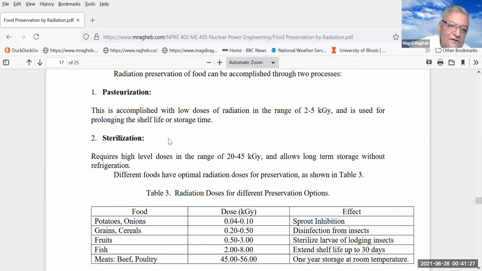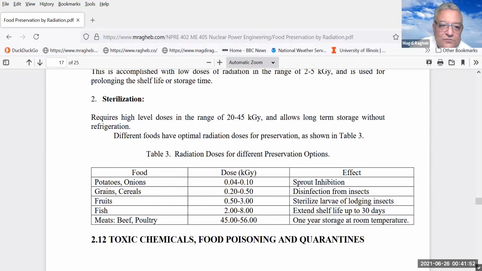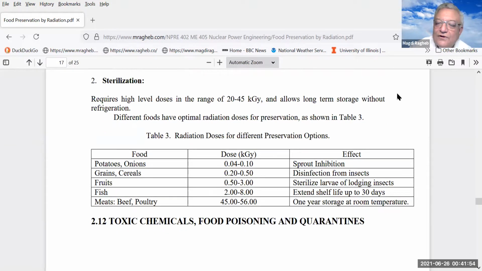Sterilization is a higher level of protection of the food supply. In that case, that requires 10 times as much energy dosage than the pasteurization only. That's 20 to 45 kilogray. And in that case, it allows you long-term storage without refrigeration. Isn't that amazing? And that's why the military use it in the meals ready to eat. And that's why the astronauts in space are fed food that has been sterilized.